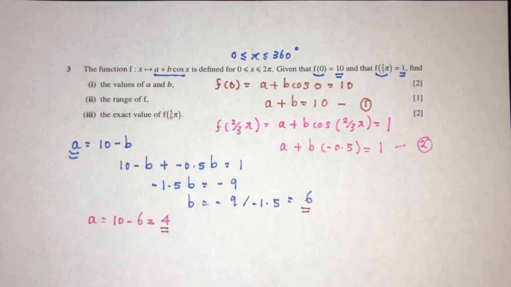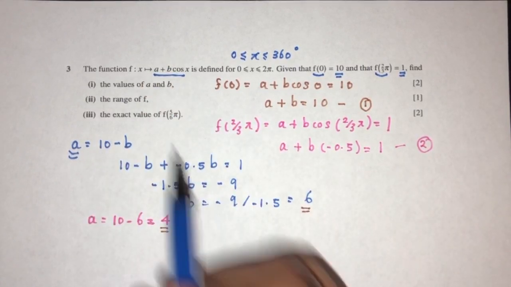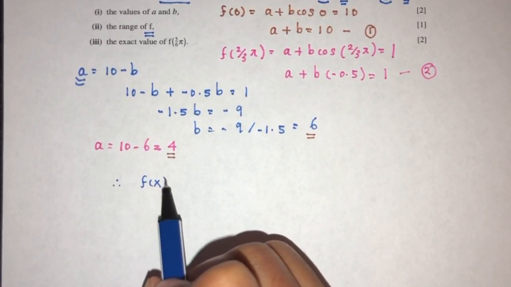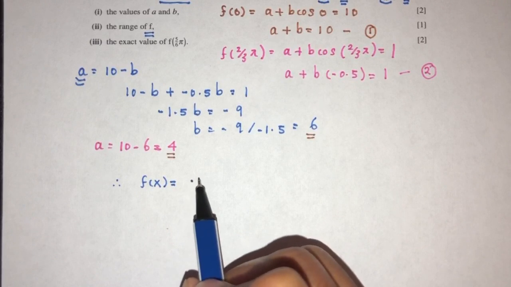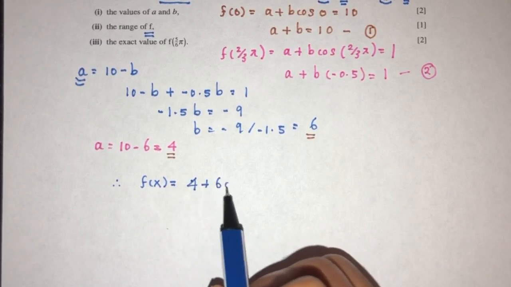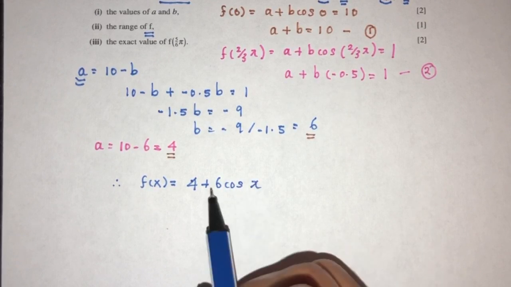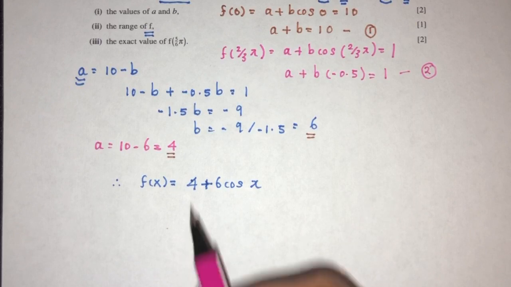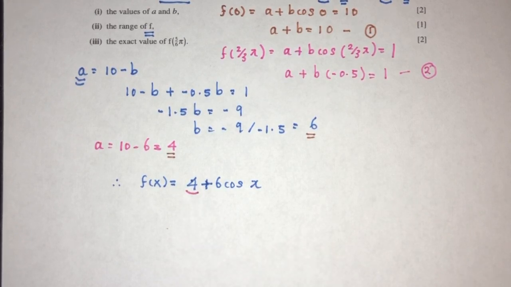That is right here. Now for part 2, we have to state the range of f. So let me write down f of x right now. So right now we realize f of x is given to you by a plus b cos x. A is 4 plus 6 cos x. Right? This is f of x. Now something we can observe. 4 is a constant, it will not change, and 6 is a multiple, but it will not change.